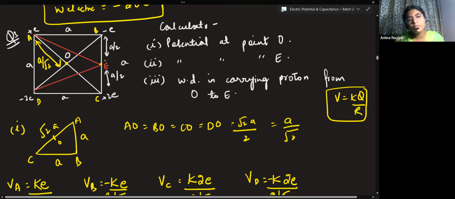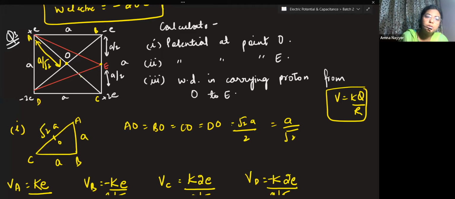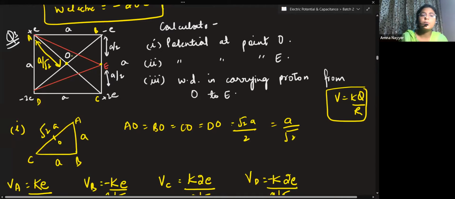So potential will of course be generated by plus E, minus E, plus 2E, minus 2E, all these charges only. Now see, if these charges are generating it, we have to find out the separation. Like we had to find out the potential at point O, we first took out the separation of it. So it came out to be A by root 2. So we understood that this separation is A by root 2. That's why we utilized A by root 2 everywhere. Now it means we have to find out all the charges' separation to this point E.